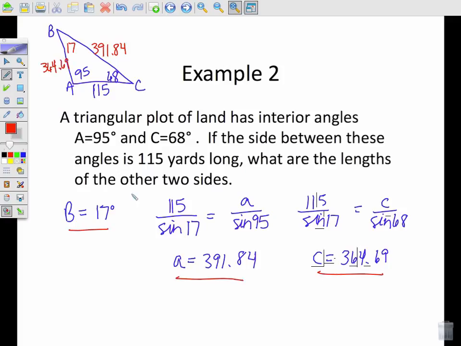There are all three of your results, solving the triangle using the law of sines. All right, that concludes the law of sines, regular cases, and in the next video we will look at the ambiguous case.